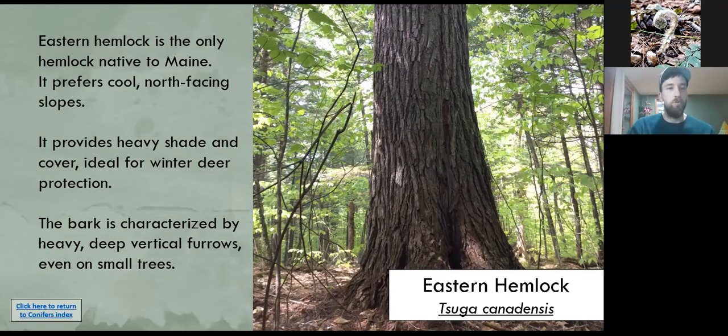The bark of mature trees is very heavily furrowed, and even on smaller trees, it's pretty noteworthy. Oftentimes, if some of these mature bark scales come off, there's a purplish hue underneath, which is a little unusual.